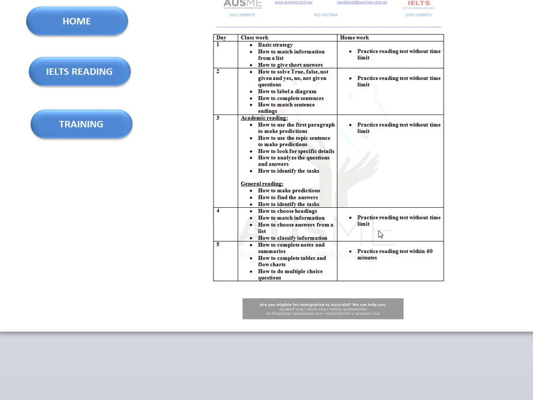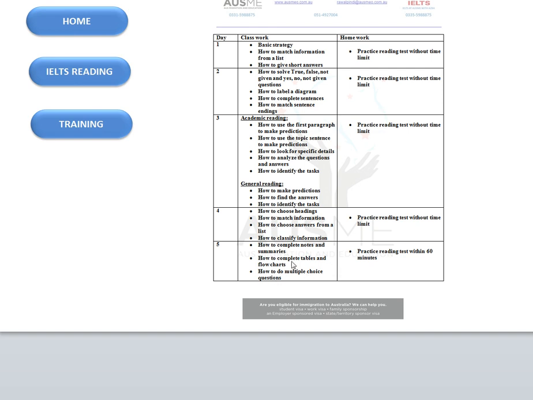So again, for day 4, you'll have another practice reading test, and that again without time bounding. So then we move on to day 5. On day 5, we'll teach you how to complete notes and summaries. That again is kind of like fill in the blanks, but we'll tell you techniques on how to tackle these question types. Then we move on to completing tables and flowcharts.